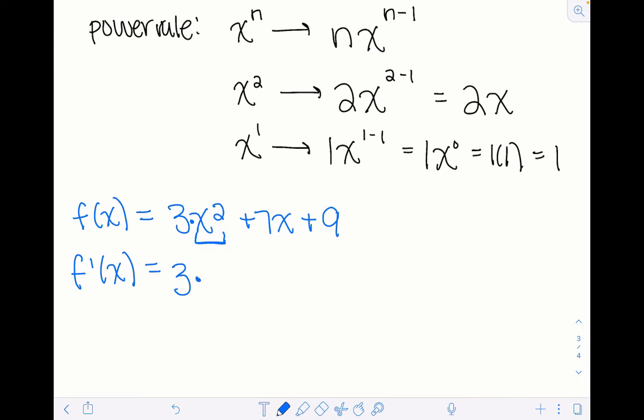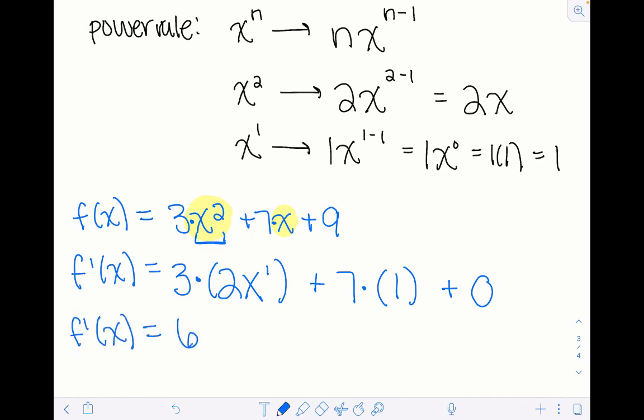So it's going to be 3 times whatever the derivative of x squared is, which I've said is 2x to the 1, plus 7 is multiplied by the x, so I can just leave the 7 there and multiply it by the derivative of x, which using the power rule is really just a 1. Plus, and now if we look at 9, but it's by itself, there's no variable attached to it or multiplied to it, that is just going to be 0. So the answer for the derivative is 6x plus 7.